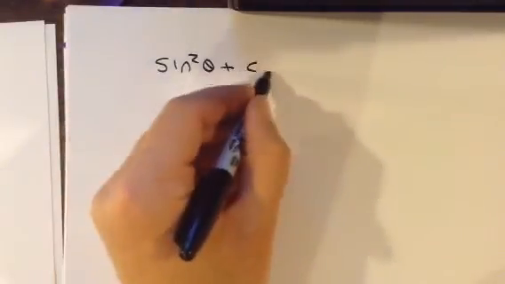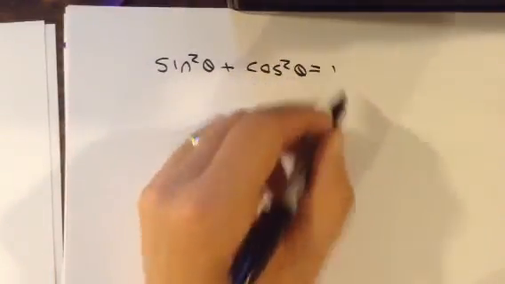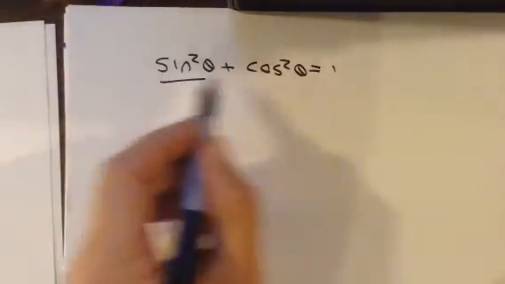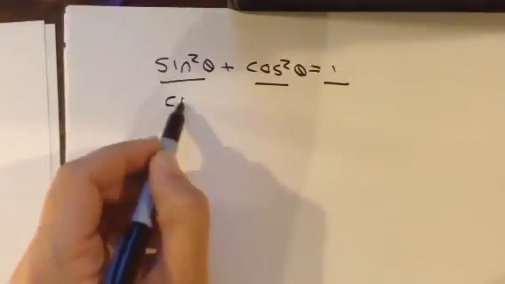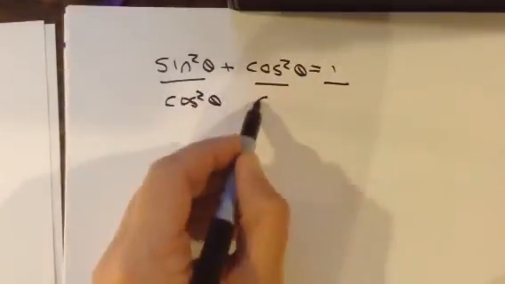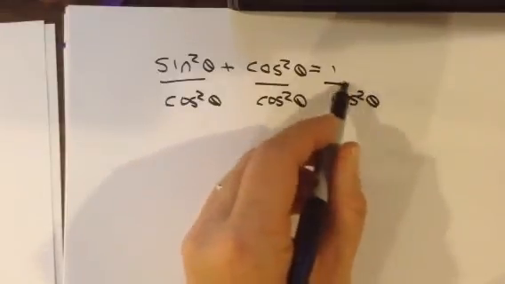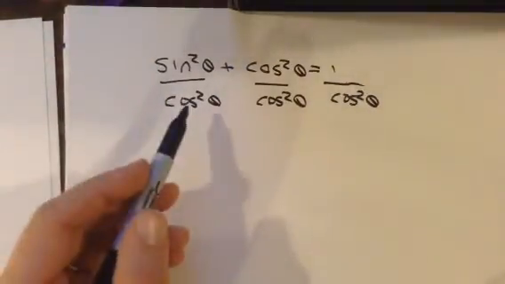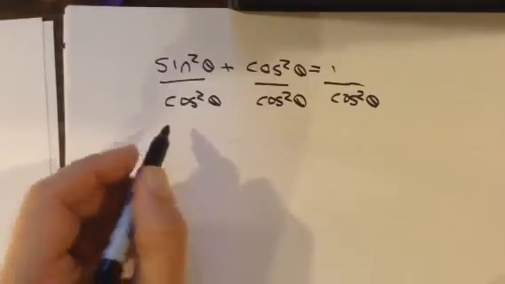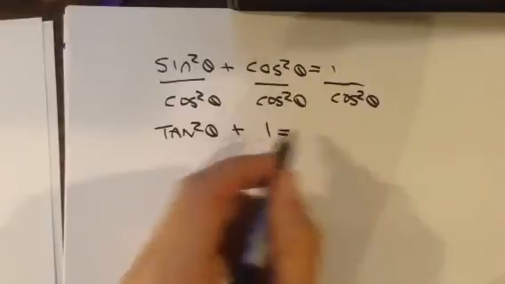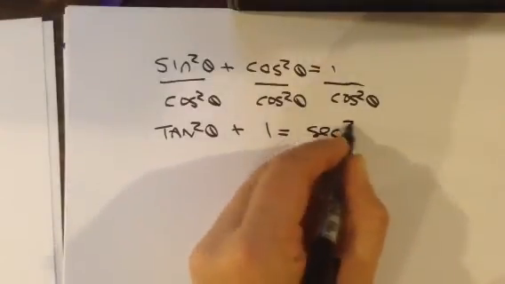What if I said sine squared theta, I told you you're going to hear it a lot, plus cosine squared theta is equal to 1, and this time, why don't we divide everything by cosine squared theta? Well, we can do that. Now this time, let's think. What's sine over cosine? Well, I think that's tangent, right? So now I have tangent squared theta plus 1 is equal to what? Is that secant squared theta?